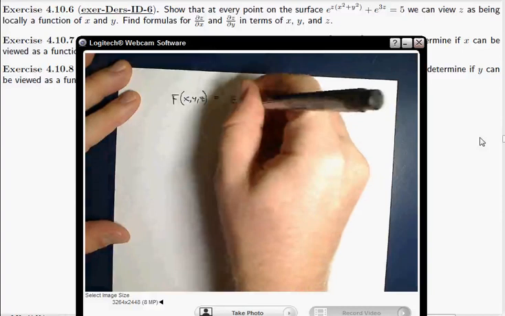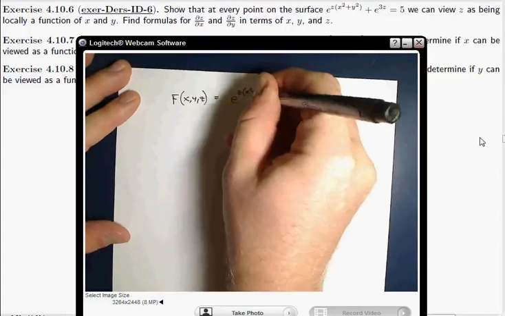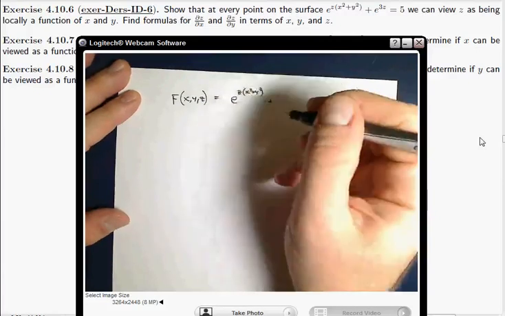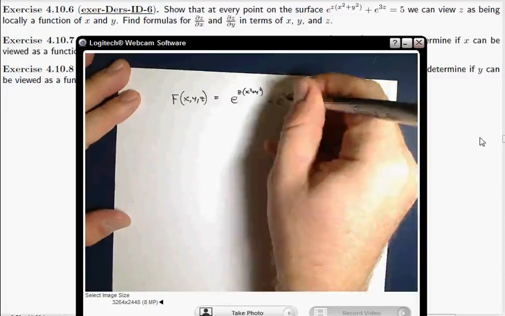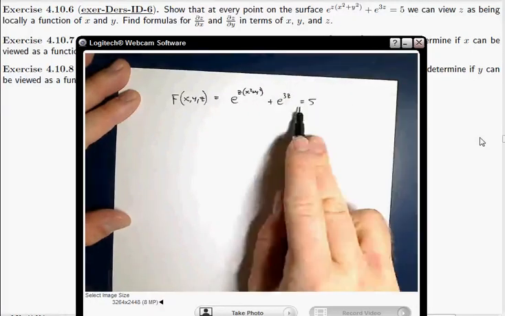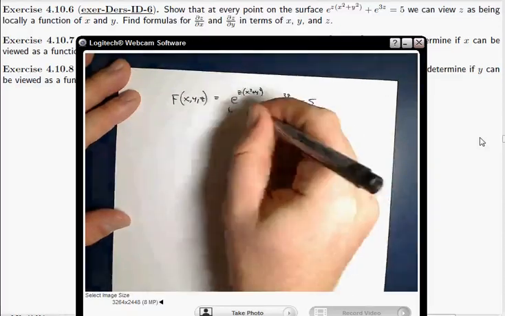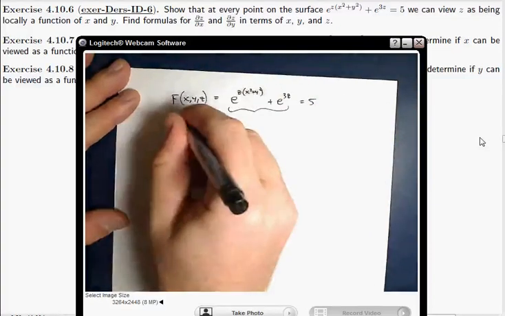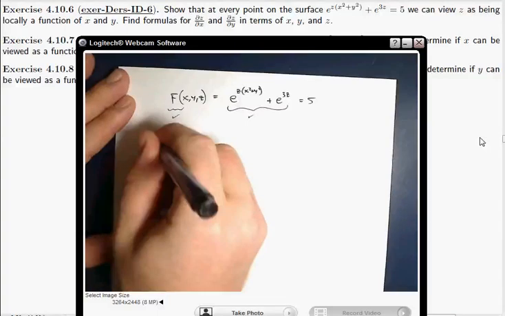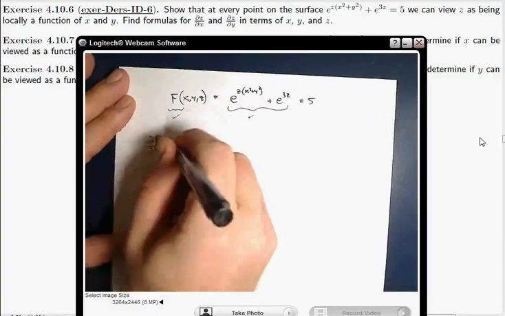is e to the z times x squared plus y squared, and then plus e to the 3z. And this needs to equal 5, so we're looking at a level set of this function. This is the function that we're going to be taking the partial of with respect to whatever variable we want to show we can solve for. Here I want to show that I can solve for z as a function of x and y, so I'm going to consider the partial of f with respect to z.